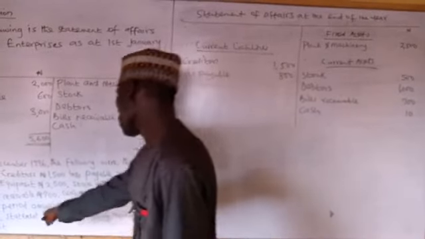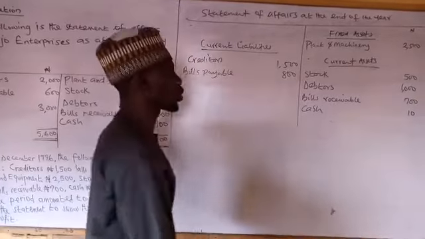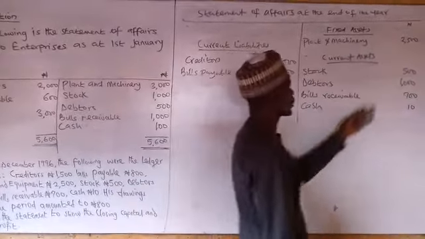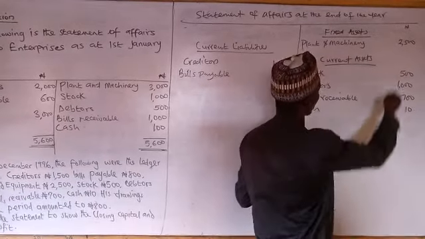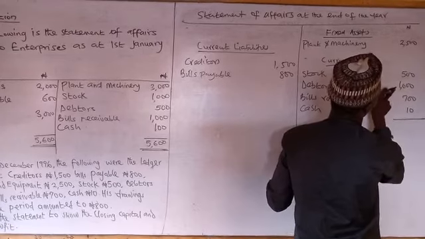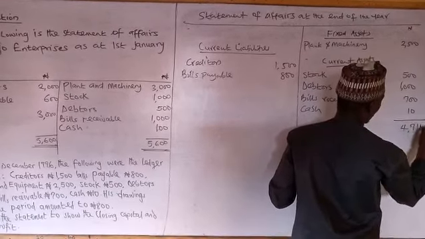Now the man told us that the drawings made during the period amounted to 800 naira. Since we want to use this to determine our closing capital, let us take the total of our assets. The fixed asset is 2,500 and the total asset is 4,710 naira.